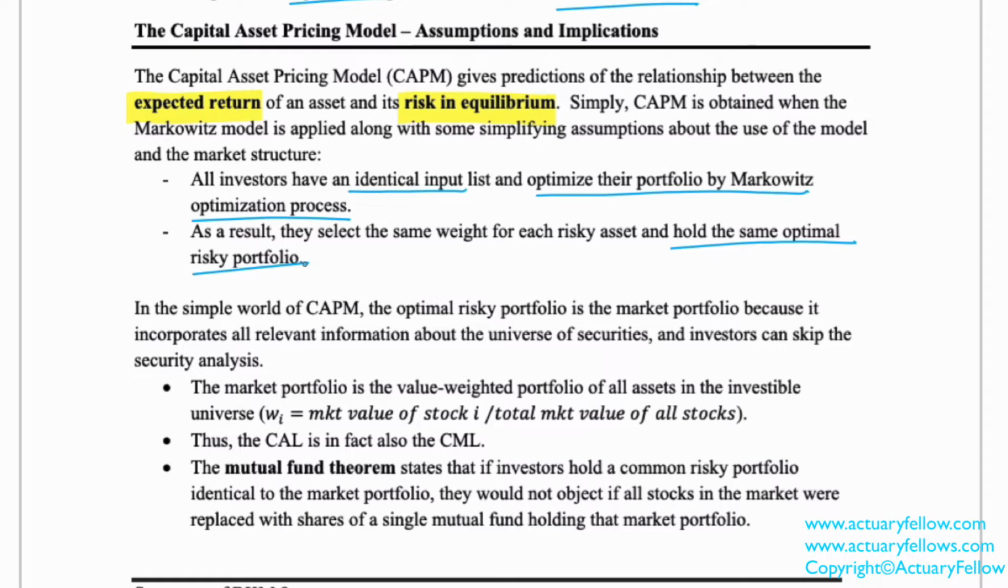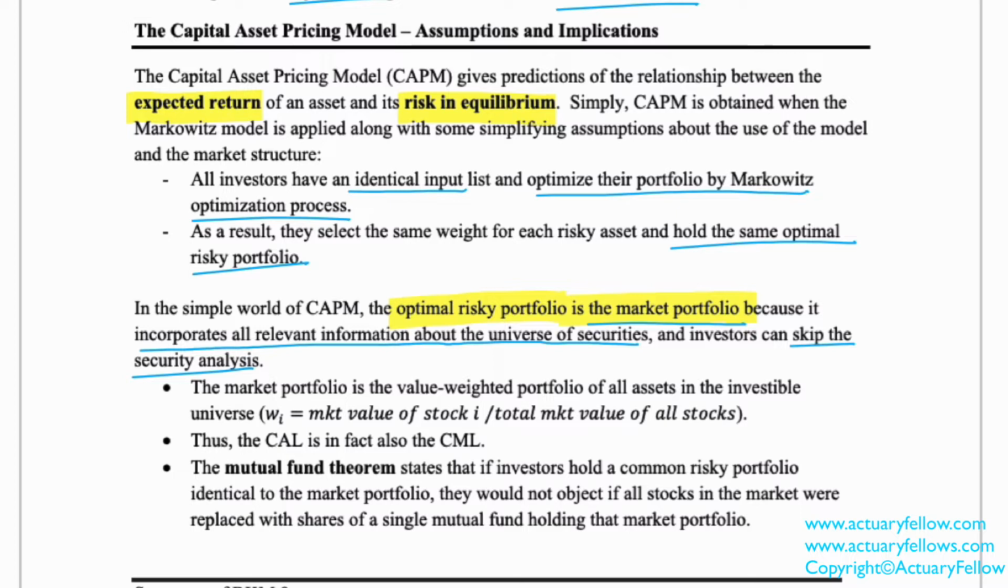In the simple world of CAPM, the optimal risky portfolio is the market portfolio. In this scenario, the market portfolio held by all investors is based on the common input list. So it incorporates all relevant information about the universe of securities. This means investors can skip the trouble of doing security analysis and obtain an efficient portfolio simply by holding the market portfolio. The market portfolio is the value-weighted portfolio of all assets in the investable universe.